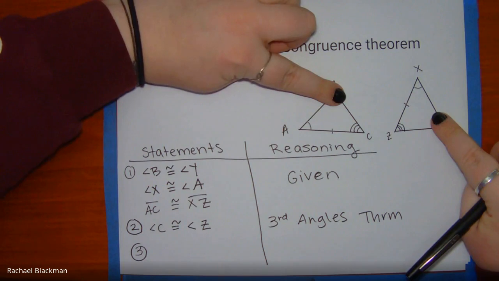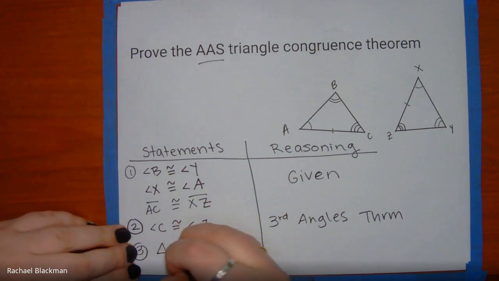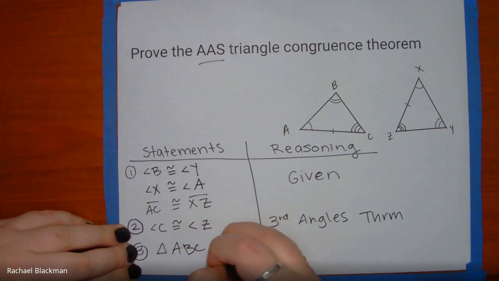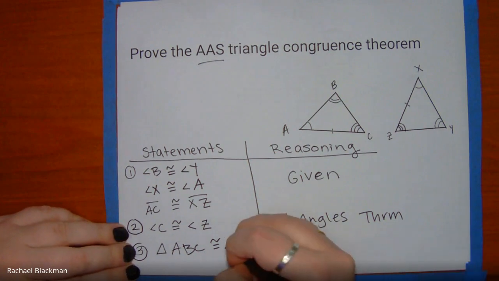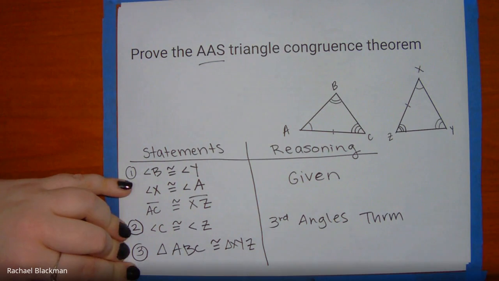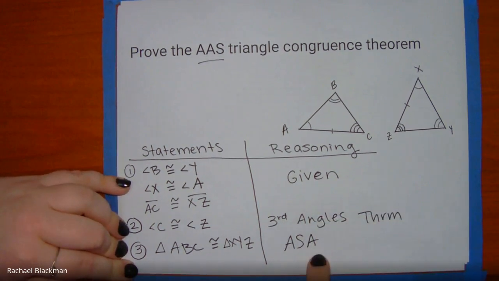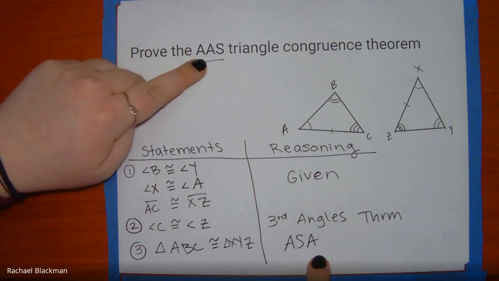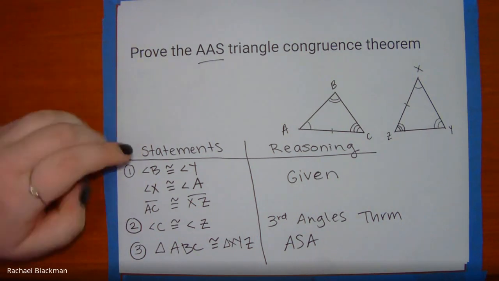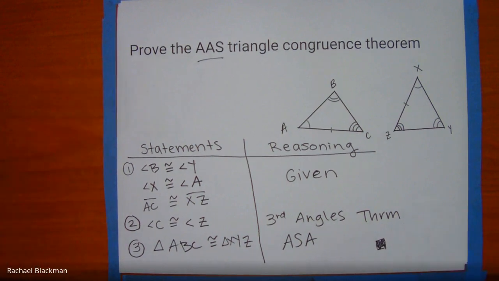That's something that's true. So step 3, well, now we can say that triangle ABC is congruent to triangle XYZ. Again, we're using a different triangle congruence theorem. We're using ASA to prove another, right? There we go. Check mark, good to go. Joanne, thank you. Yep, ASA.